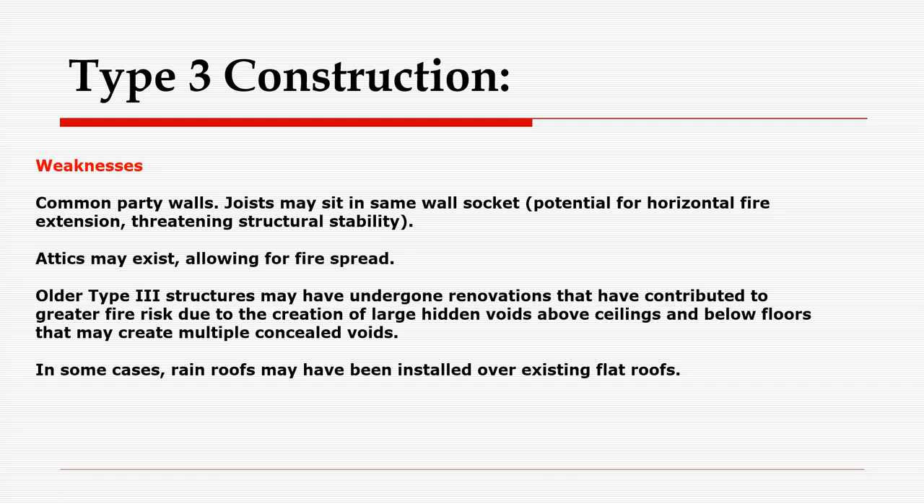So again, when you convert these type 3 structures to something more modern and you modernize this building, you may be causing some weaknesses and allowing some voids for fire spread. In some cases, rain roofs may have been installed over existing flat roofs. Sometimes it is much cheaper to build a roof on top of another roof rather than paying folks per hour to remove a roof and then install another roof. If I can avoid removing the roof, I can save a little bit more money that way, in some cases.